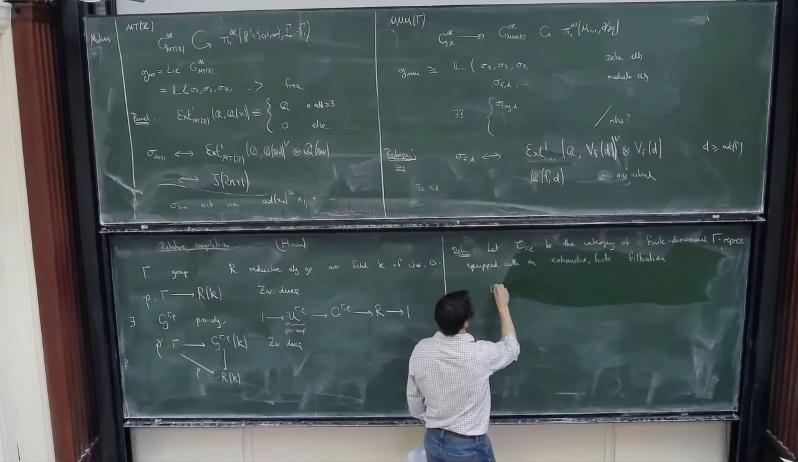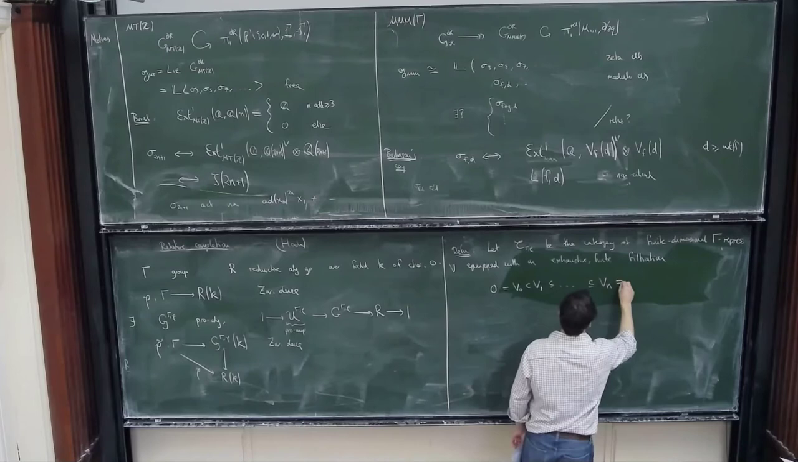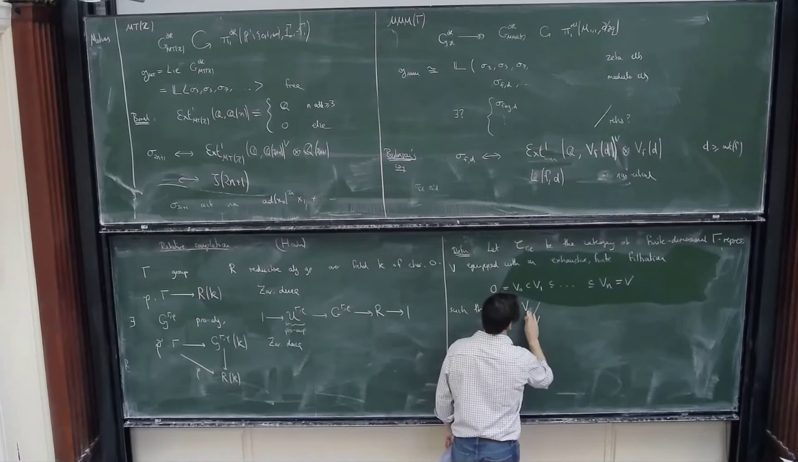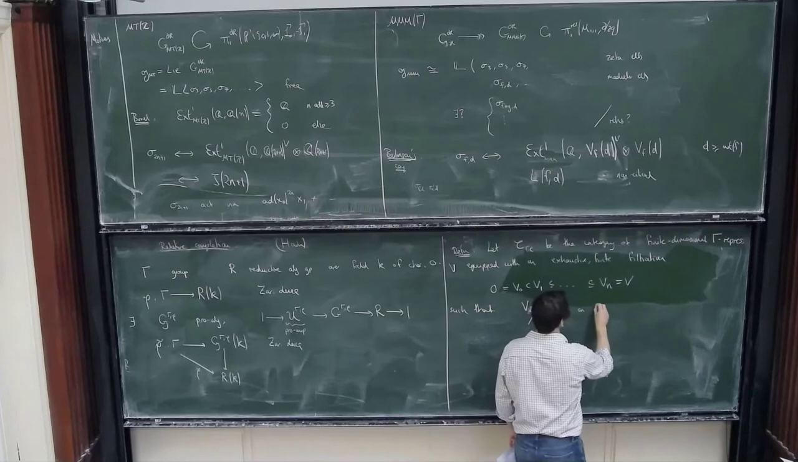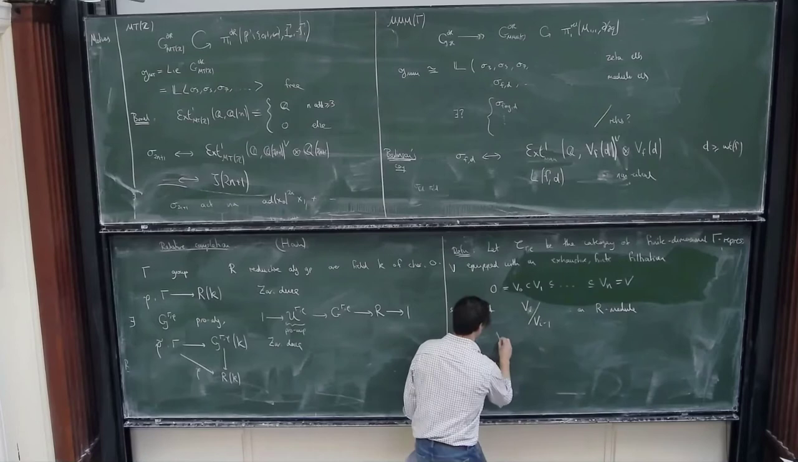Vn equals V. So these are sub-gamma representations, such that the successive quotients Vi over Vi minus 1 are in fact R modules. So there's a representation of the algebraic group, not just the points of the algebraic group, and the action of gamma upon it.